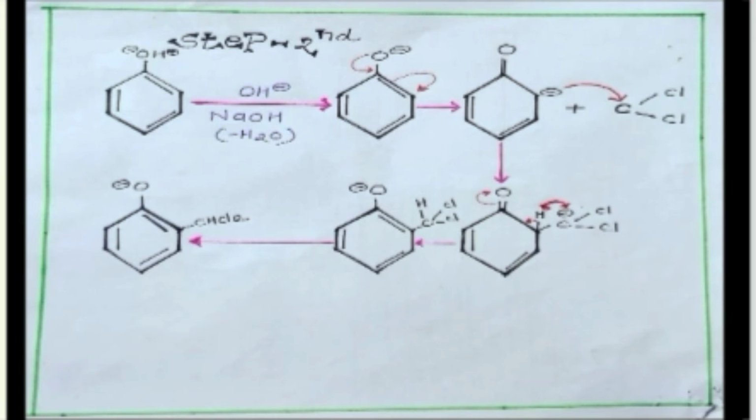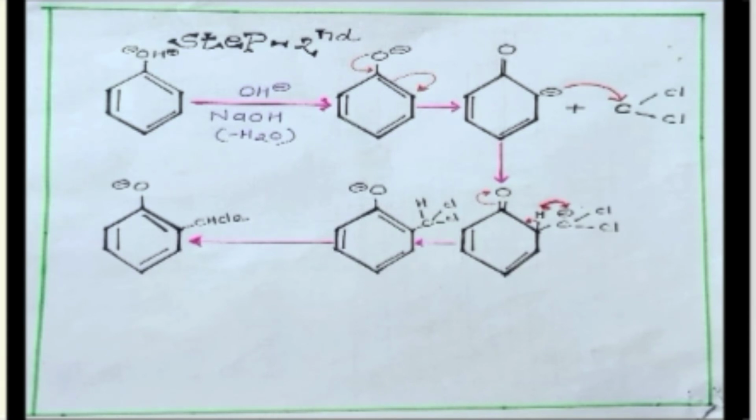Now the negative charge on O takes part in resonance and forms a double bond between oxygen and the first carbon atom. Here the carbon can only form 4 bonds, as we know. That's why this first carbon atom shifts the bond towards the second carbon atom, and that's why the second carbon atom gets negatively charged. We can see there is a negative charge present on the second carbon atom of the benzene ring. After that, our intermediate, dichlorocarbene, reacts in this reaction.